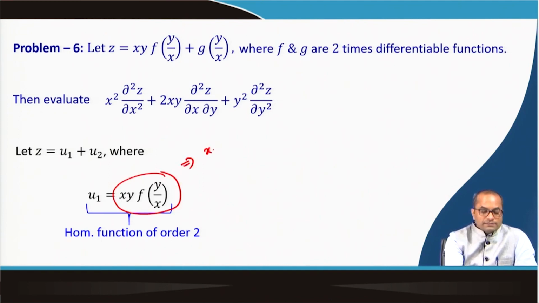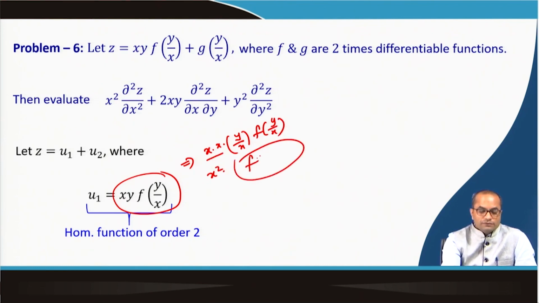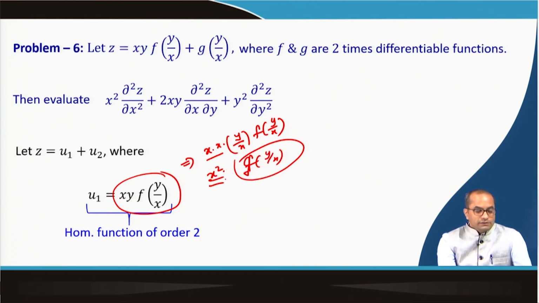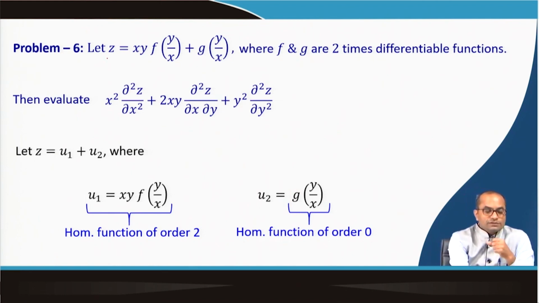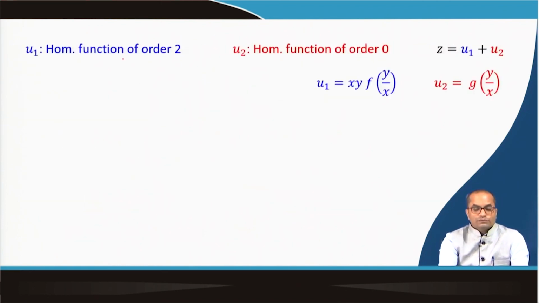Because if we multiply by x and divide by x, there will be y over x here, and f again of y over x. So, this is x squared into some function of y over x, let us say g. Therefore, this is a homogeneous function of order 2, and the second function u2 is just x power 0 here, so this is a homogeneous function of order 0. So, in both of them we can apply Euler's theorem, but not on z.